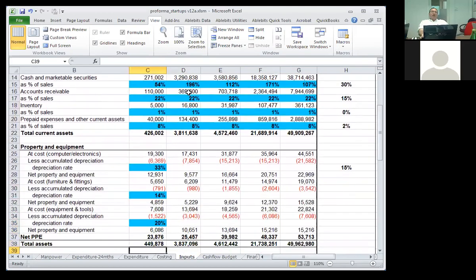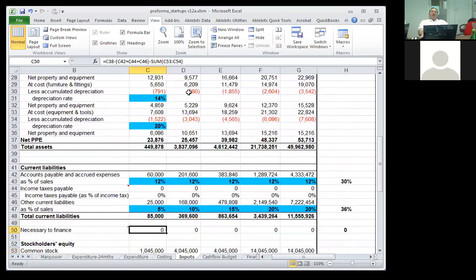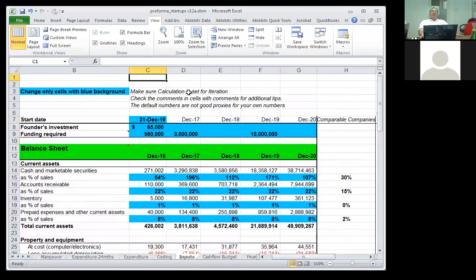Now, the next interesting thing to look at in our model is this row, which is called necessary to finance. Necessary to finance is a number you don't see in normal financial statements. So what does this do? It's how much negative cash flow. It doesn't look at the cash flow, but let's look at what it looks like. So imagine I don't know how much money to raise yet.